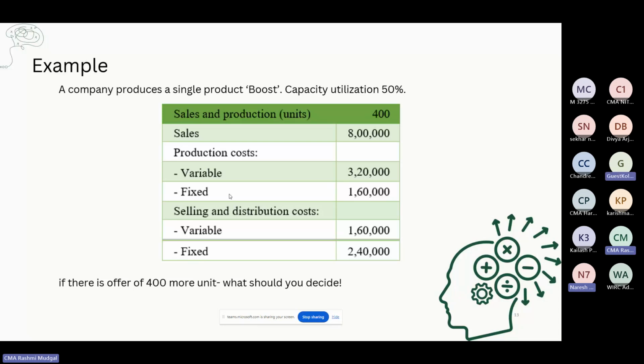If I'm getting an order of 1200 products, I need to increase the capacity, then fixed cost will change. That is, we are increasing the capacity, and on that basis every cost will increase in a different proportion. Yes, thank you. Okay. Any other question?